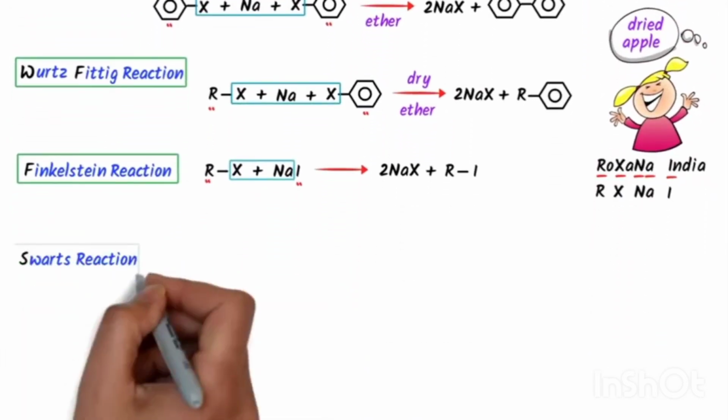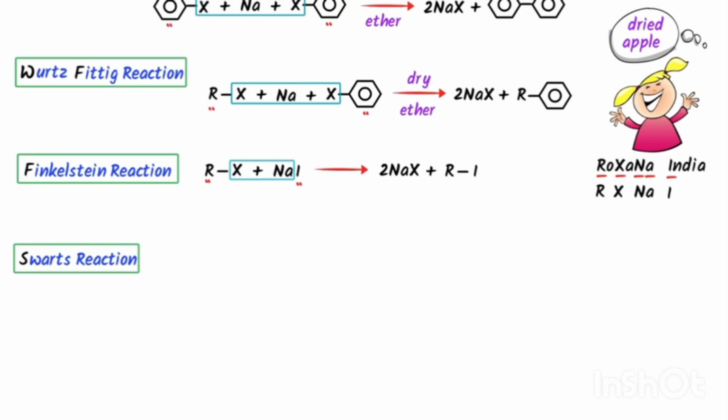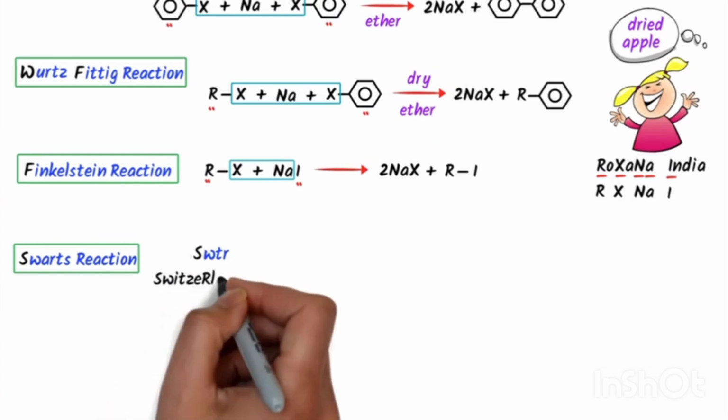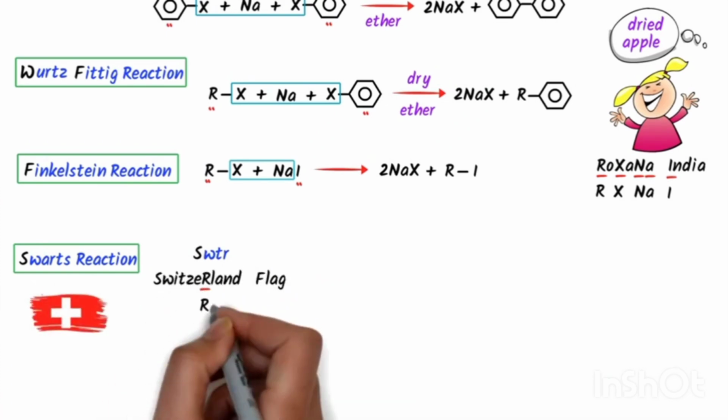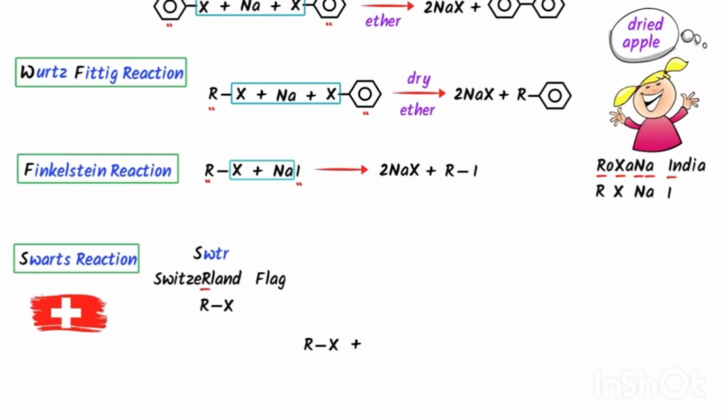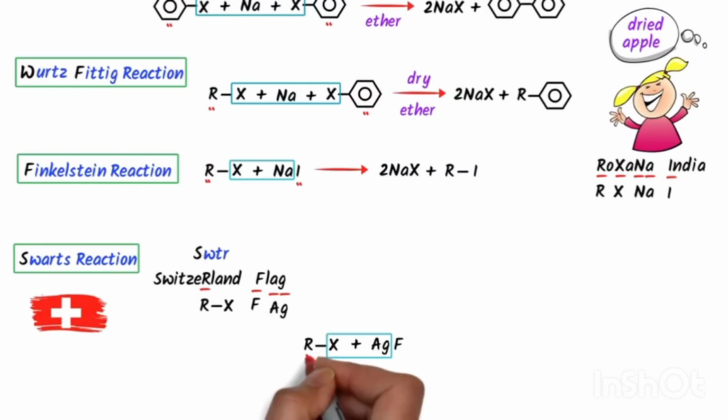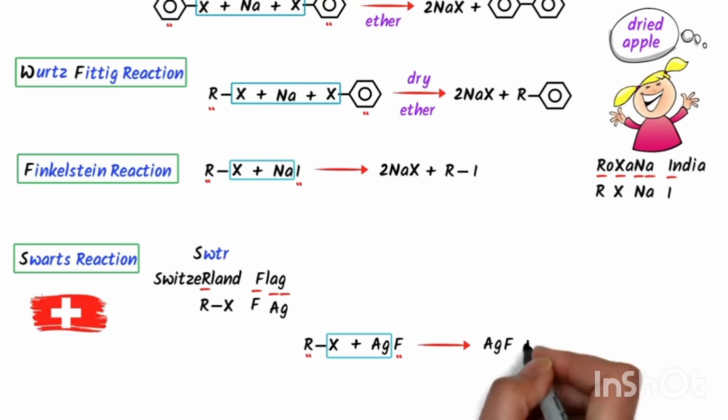Fifthly, consider Swarts reaction. Remember that in the Swarts, I select SAR. Now this SAR reminds me of the Switzerland flag. This R and Switzerland remind me RX. Now the Ag and the flag reminds me Ag or silver. F and the flag reminds me F fluorine. We know that metal like silver reacts with halogen X to form silver halide, while this fluorine and alkyl combine together to form alkyl fluoride. So this is the Swarts reaction. Thus note down these 5 reactions which are somehow connected.